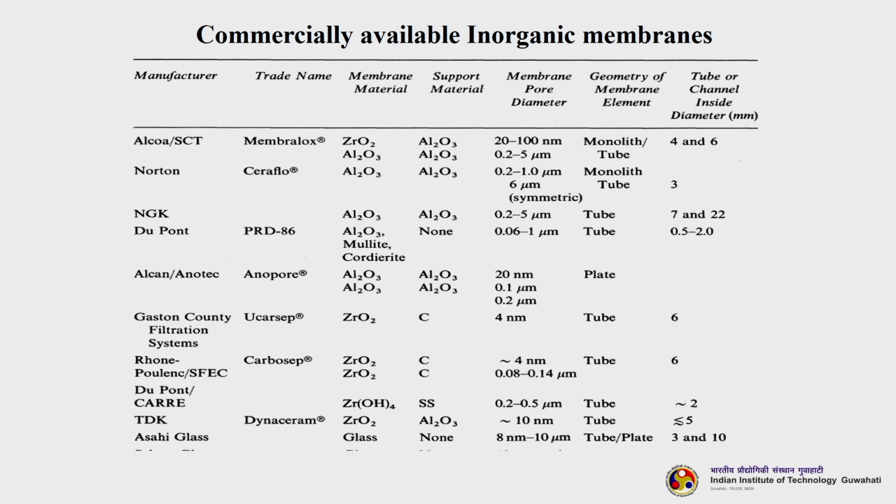Let us see the first one, which is called Membralox. The membrane material here is zirconium dioxide and alumina, and the support material is again alumina. The membrane pore diameter ranges from 200 to 100 nanometer, 0.2 to 5 micrometer, in that particular range. The geometry of the membrane element is monolith or tubular type, and the tube or channel inside diameter is 4 to 6 mm. Now, these tube diameters can be varied also, and this tells us that we have a huge number of companies. The list is longer.